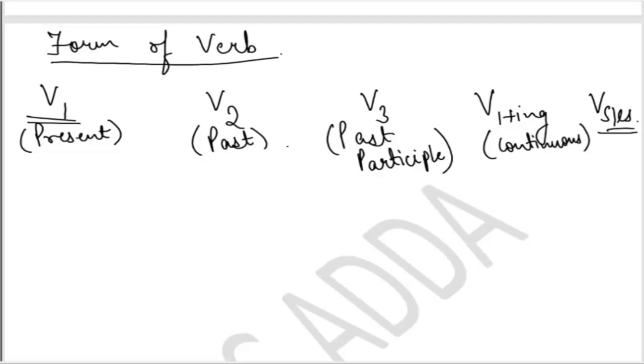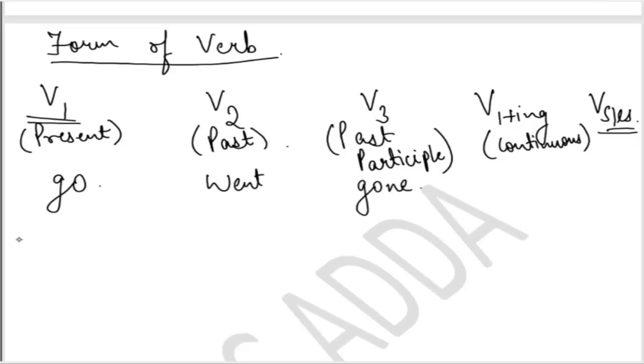Alright. Now I'll tell you certain V1s and you need to answer the V2 and V3 of that verb. Let's start with the easy one. What is V2 and V3 of go? Went and gone. V2 is went and V3 is gone.